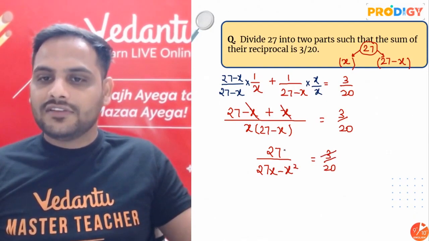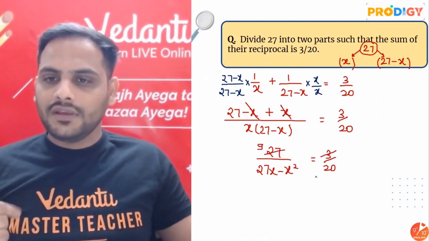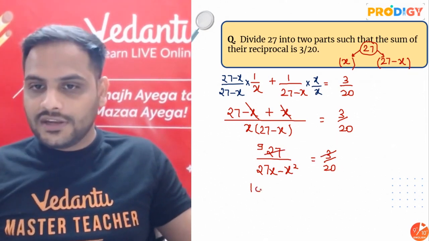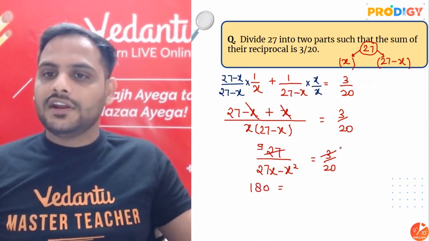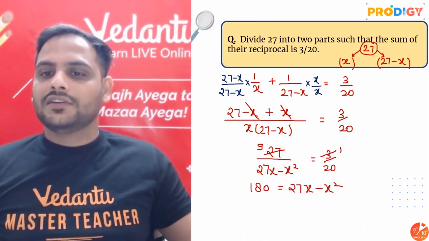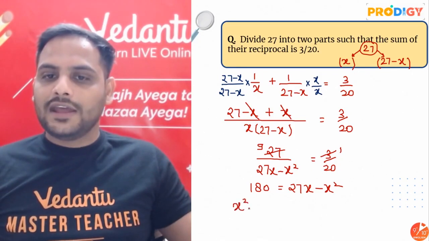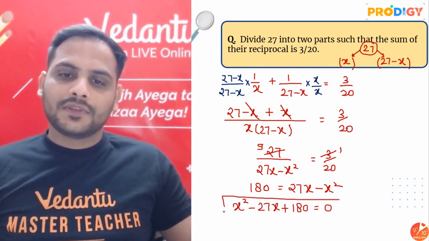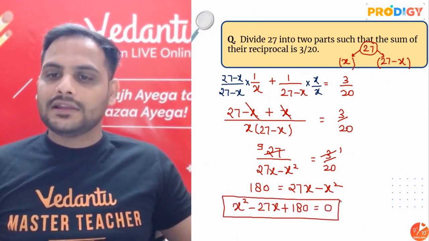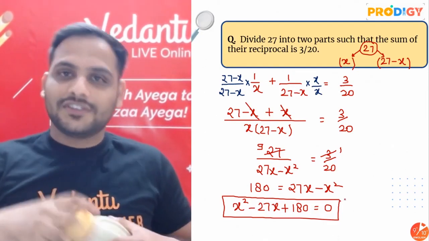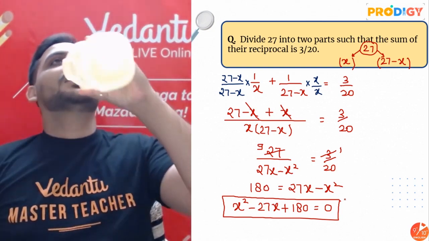I can say 3 ones are 3, 3 nines are 27. Right? Now let's do cross multiplication. So 9 into 20 is 180, and here 3 into 1 is 1 only. So 27x minus x square. Shift everything over there, we'll get x square minus 27x, plus 180 is equal to 0. This is my required quadratic equation.